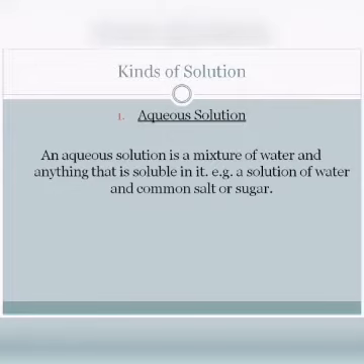Aqueous solution. An aqueous solution is a mixture of water and anything that is soluble in it. For example, a solution of water and common salt or sugar. So it will become an aqueous solution because water is used in this solution and other solutes are added in water. So any solution in which water is used and other things are added in the water is known as an aqueous solution.